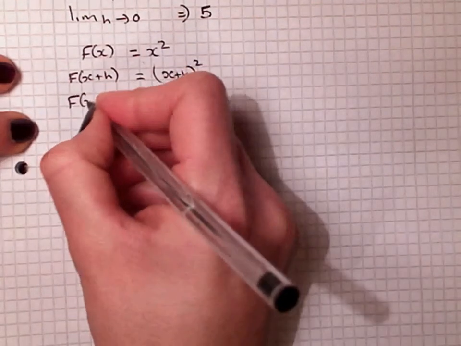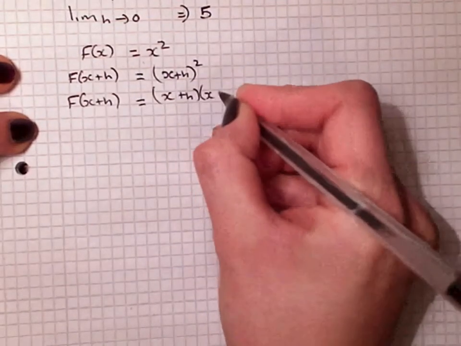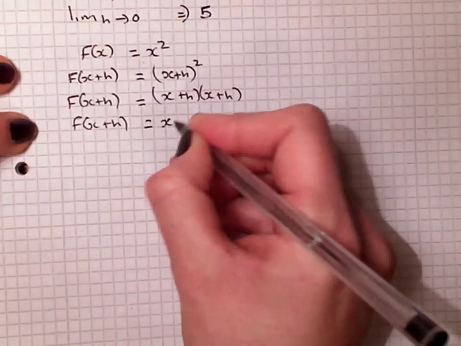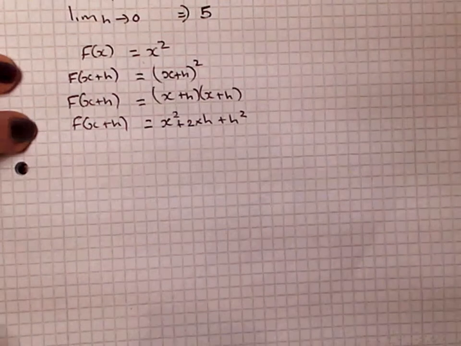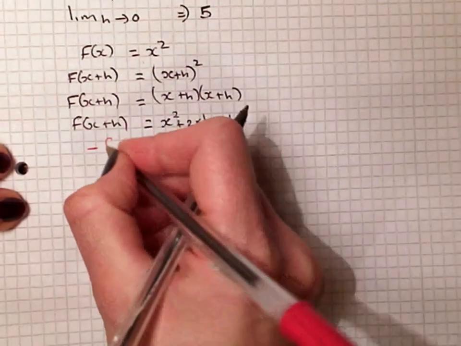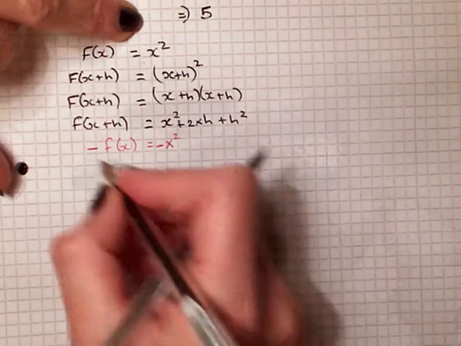So work it out, f of x plus h is equal to x plus h by x plus h, and f of x plus h equals x squared plus 2xh plus h squared. So that's step 1 finished. Step 2, take away your original equation. So you're taking away x squared, that's all you have to take away.